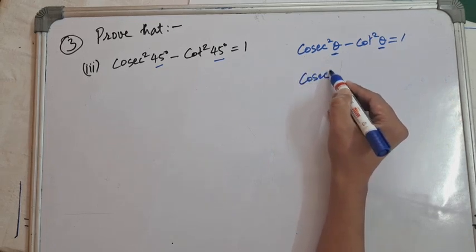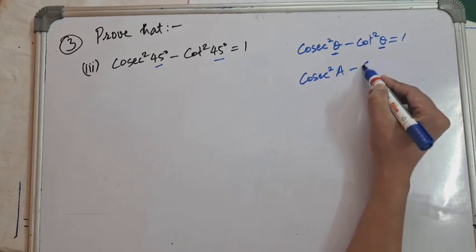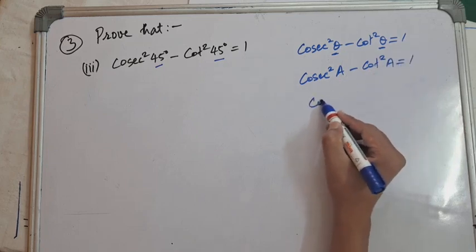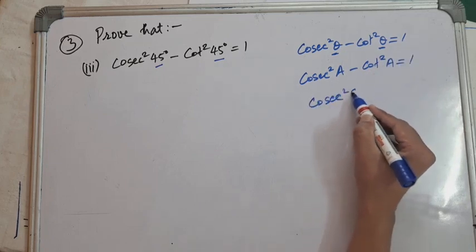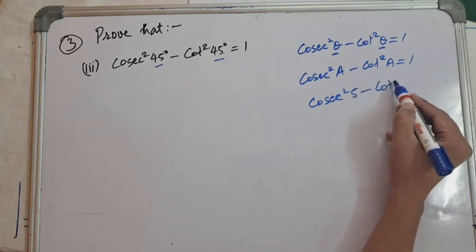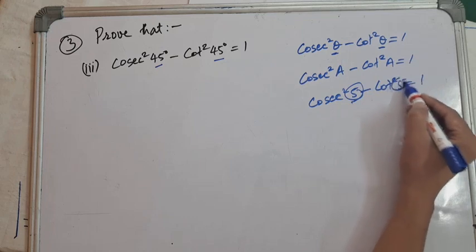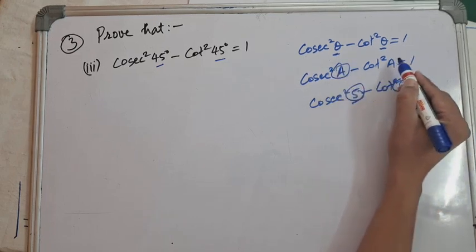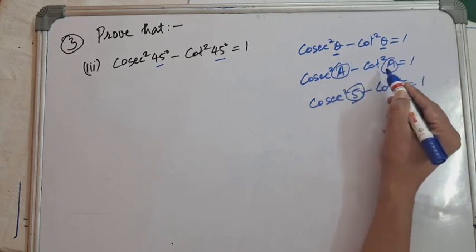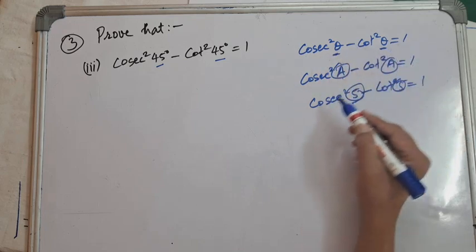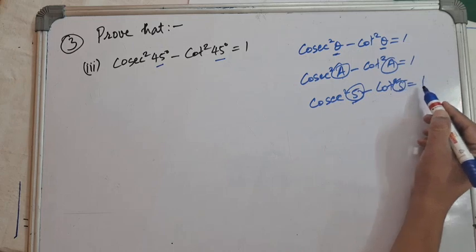And cosec square A minus cot square A equal to 1. Similarly, cosec square 5 minus cot square 5 also equals 1. When the angles are A, cosec square A minus cot square A, we get 1. Cosec square theta minus cot square theta equal to 1. Cosec square 5 minus cot square 5 equal to 1.